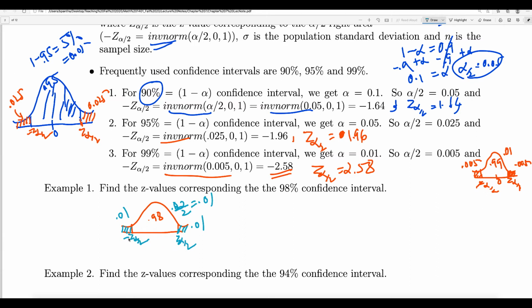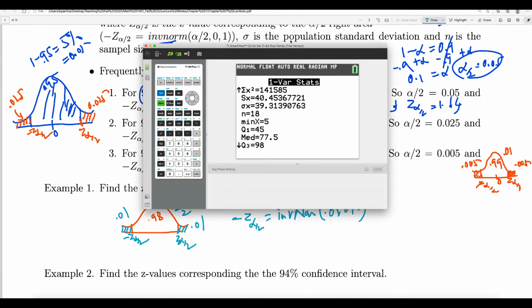Okay. Now how do I find negative z alpha half? Negative z alpha half will be inverse norm, and then the area left of that, which is 0.01. And then comma, the mean is 0, sigma is 1. That's what you do. Okay, let us use the calculator to find that.